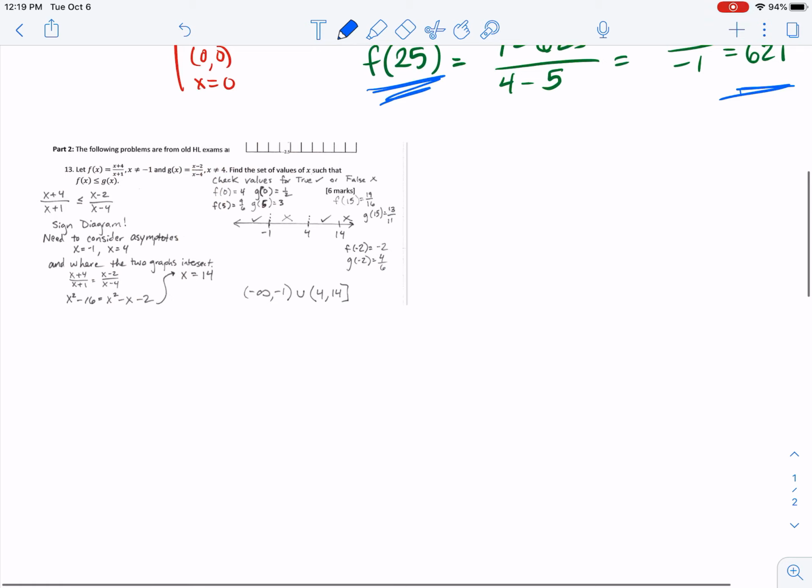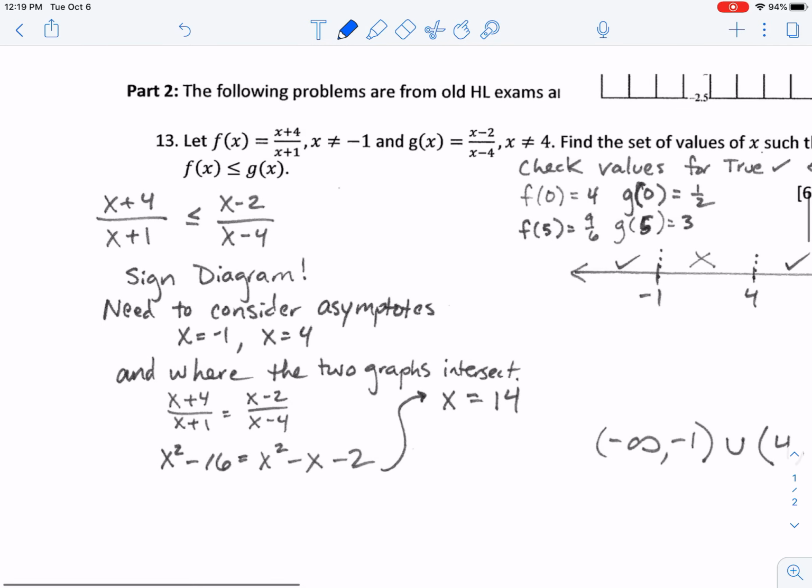Okay, I had a question on number 13. Okay, let's see. So on this one, this is something that's only going to relate to HL. SL, I expect you to be able to work with these kinds of functions, but I'm not going to have you deal with the inequalities of them. Okay, so what I did is I wrote out that f of x has to be less than or equal to g of x.